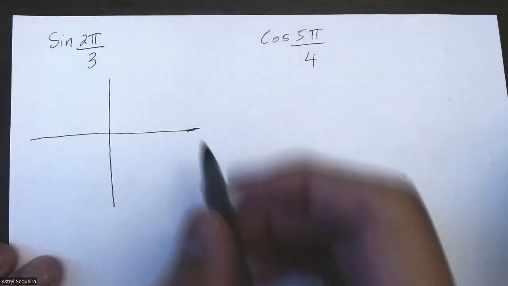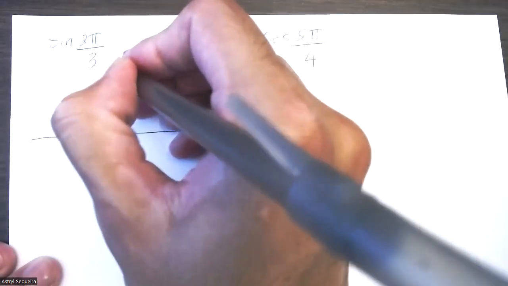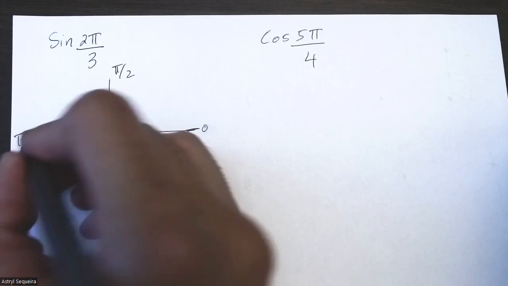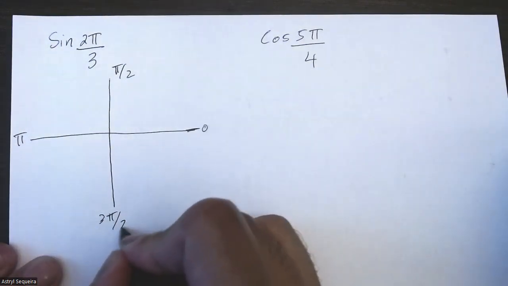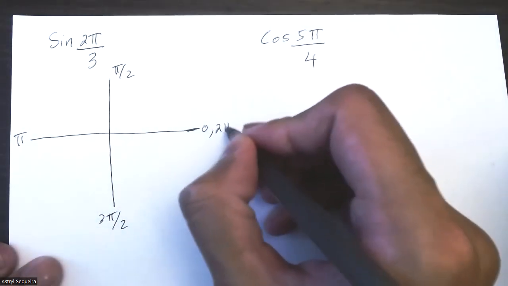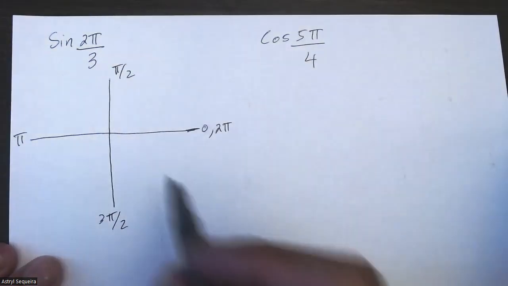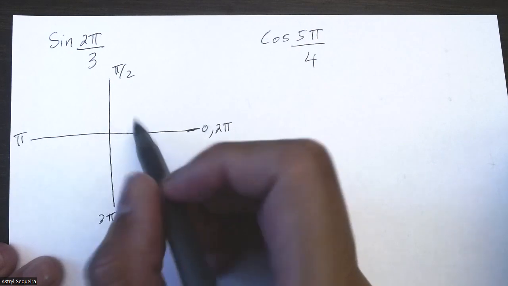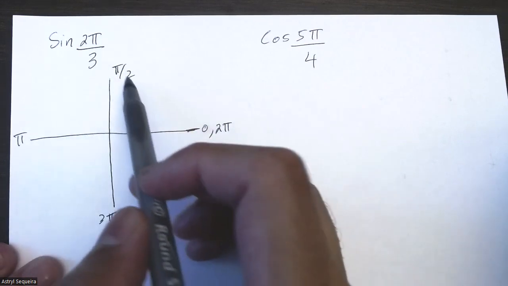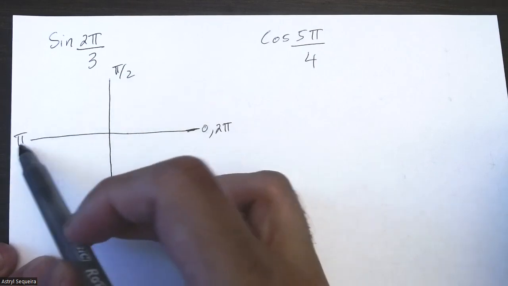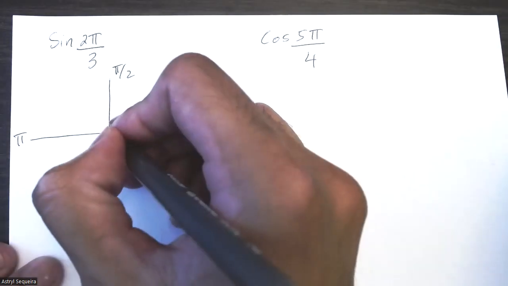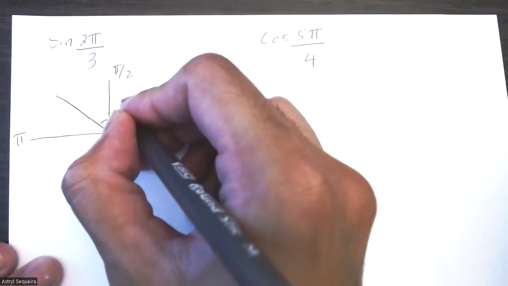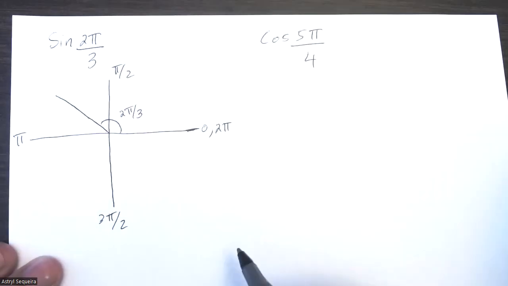So this is 0, this is pi over 2, or basically 0.5 pi. This is pi, this is 3 pi over 2 or 1.5 pi, and then we're back to 2 pi, which is one entire circle. So we always start over here on the axis and we go in the counterclockwise direction. So 2 pi over 3 is between pi over 2 and pi. You should be able to do this mentally. So it's going to be in the second quadrant right here with this angle being 2 pi over 3.